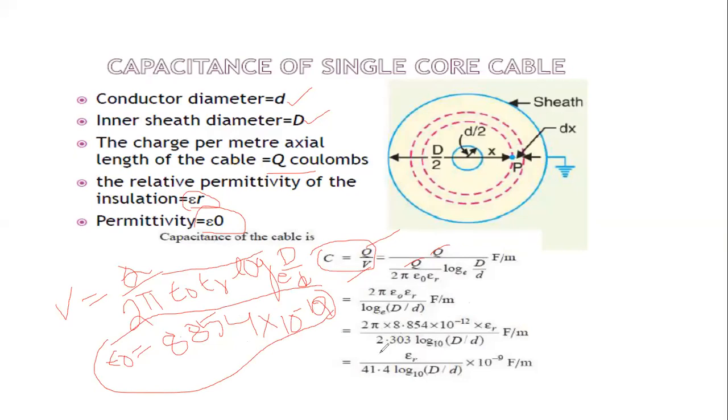into log base 10 by multiplying by 2.303. Then 2 pi into 8.854 into 10 power minus 12 by 2.303 is equal to 41.4 into 10 power minus 9. Then it can be written as epsilon r by 41.4 log base 10 D by d into 10 power minus 9 farad per meter.